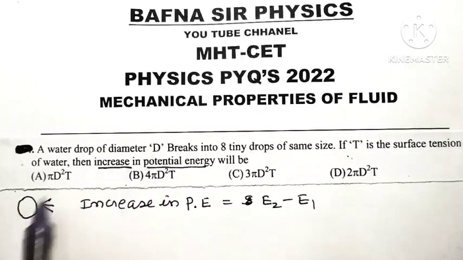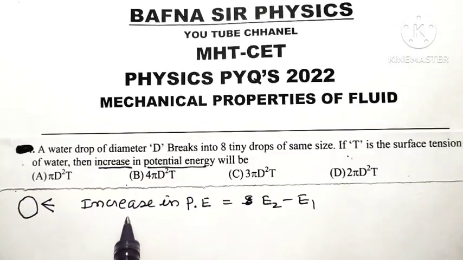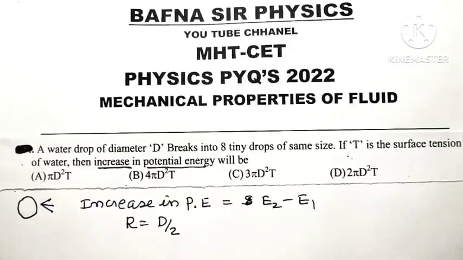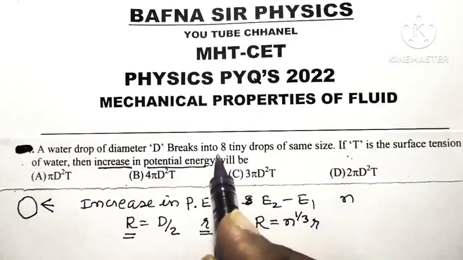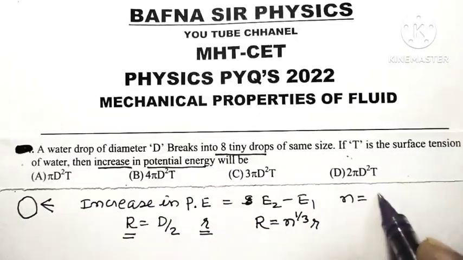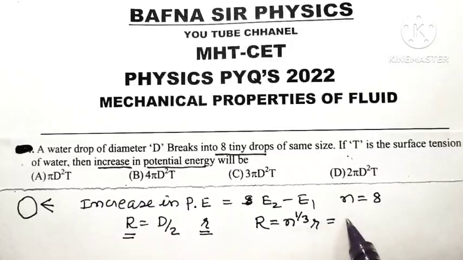Initially we have a bigger drop. What is the radius of that bigger drop? The radius of the bigger drop is capital R, and it must be equal to half of the diameter. If the radius of a small drop is small r, then the radius of the bigger drop and the radius of the small drop are related by R equals n raised to 1 by 3 into small r. Here the drop breaks into 8 tiny drops, so n is equal to 8.